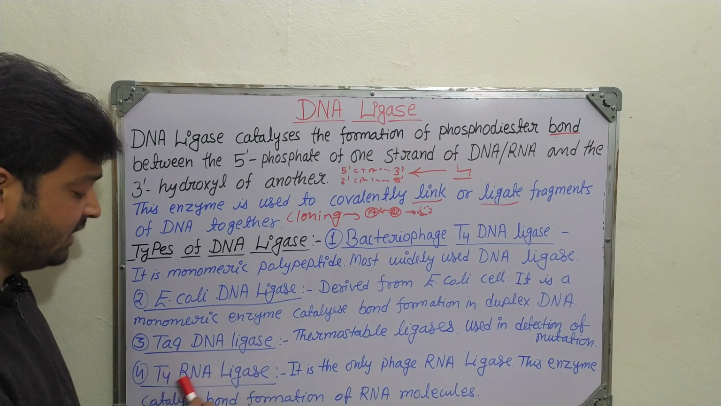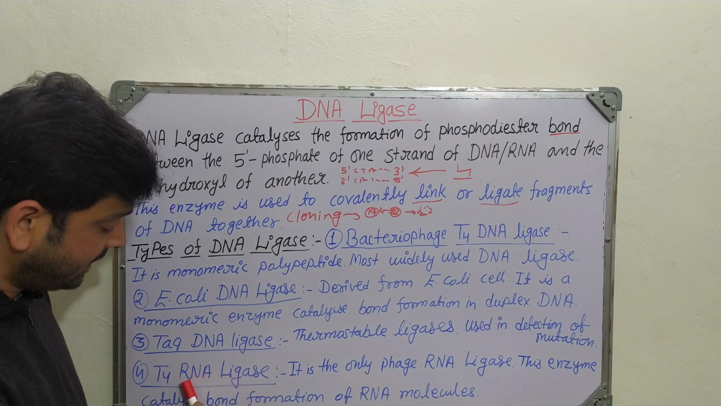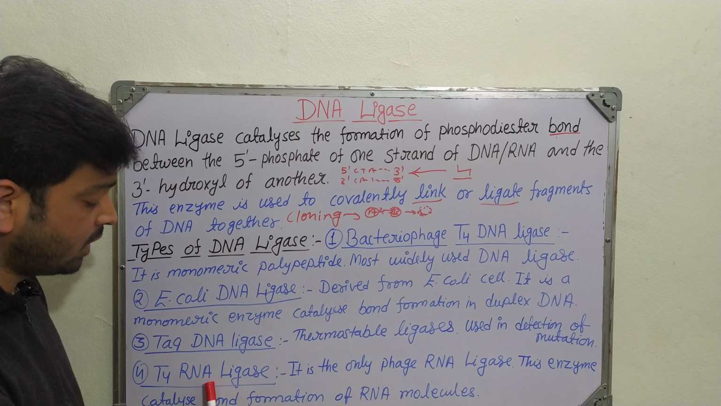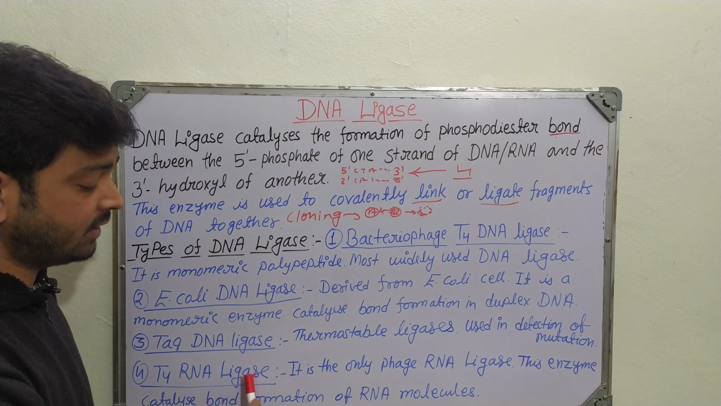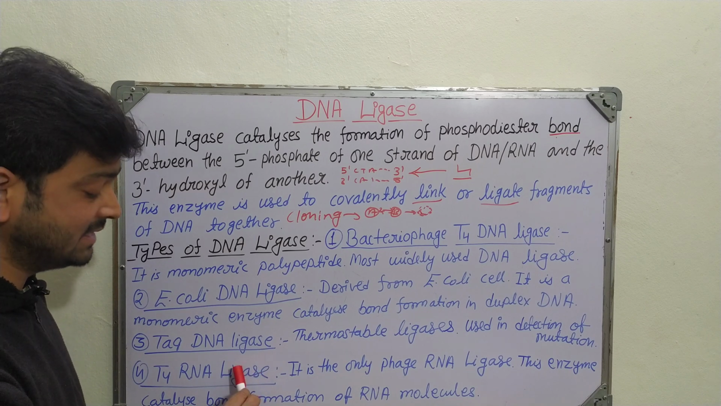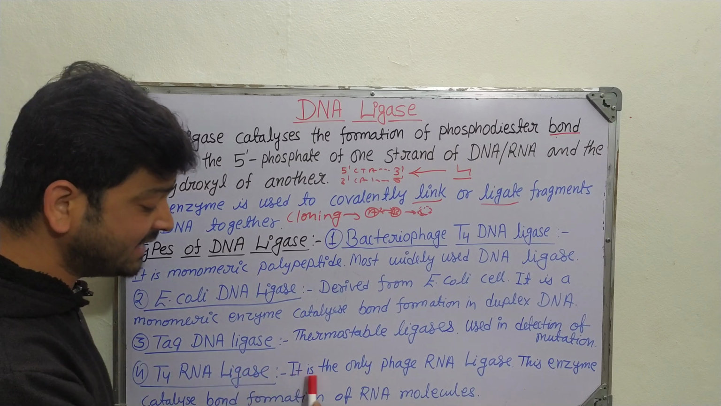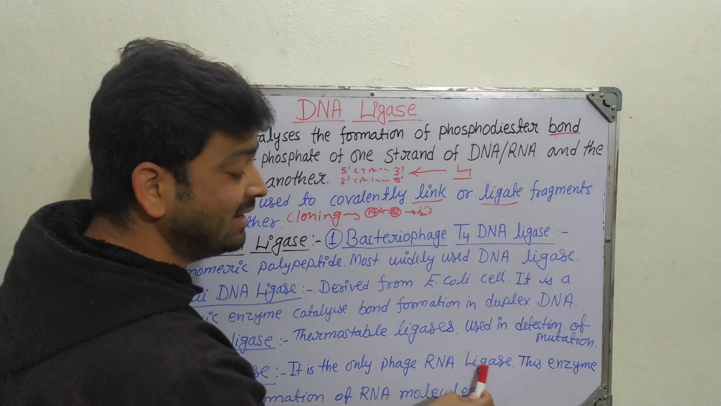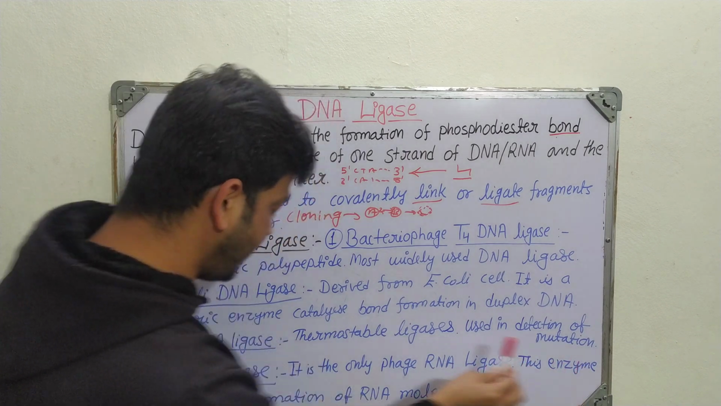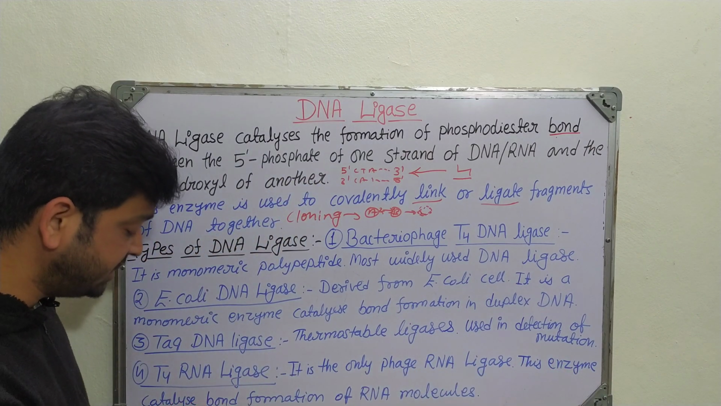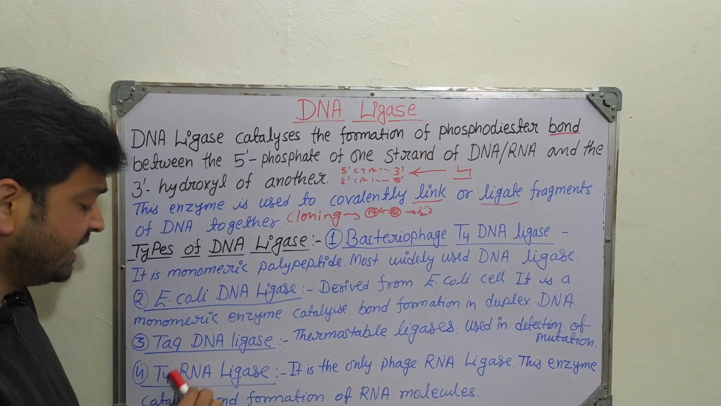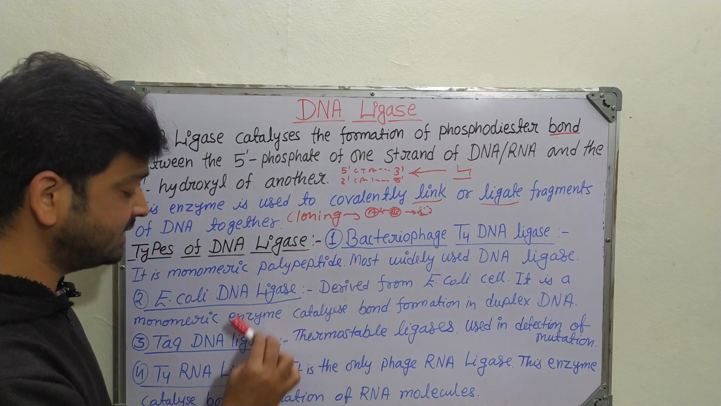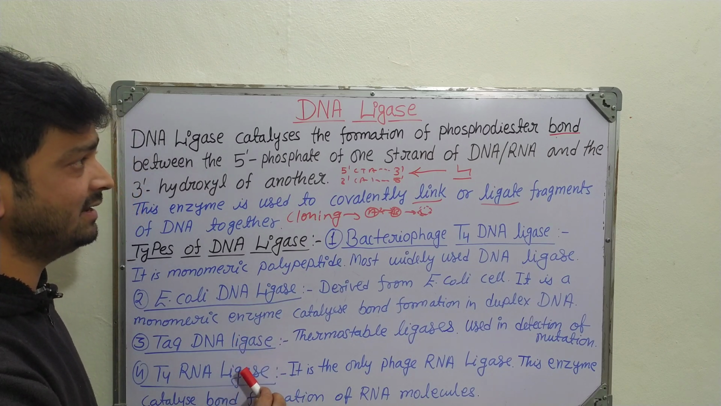The fourth one is the T4 RNA ligase, right? As the name indicates, ribonucleic acid is involved here. So whenever in cloning the RNA is involved, when we are going to do some kind of cloning in RNA, then this kind of ligase is going to be useful. It is the only phage RNA ligase. This enzyme catalyzes bond formation in RNA molecules. That's what the name itself says, T4 RNA ligase, right? So 3 are DNA ligases and 1 is the RNA ligase.